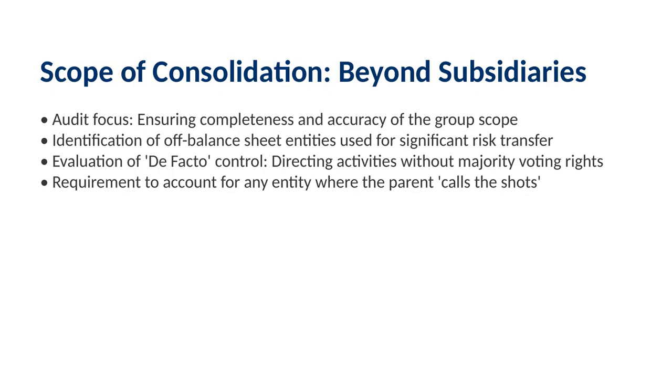Along with this, keep an eye out for de facto control. This is a vital concept. De facto control happens when an investor doesn't hold a majority of the voting rights. Perhaps they have less than 50%, but they still have the practical ability to direct the company's activities unilaterally. If they call the shots, they control the entity, and it must be accounted for.